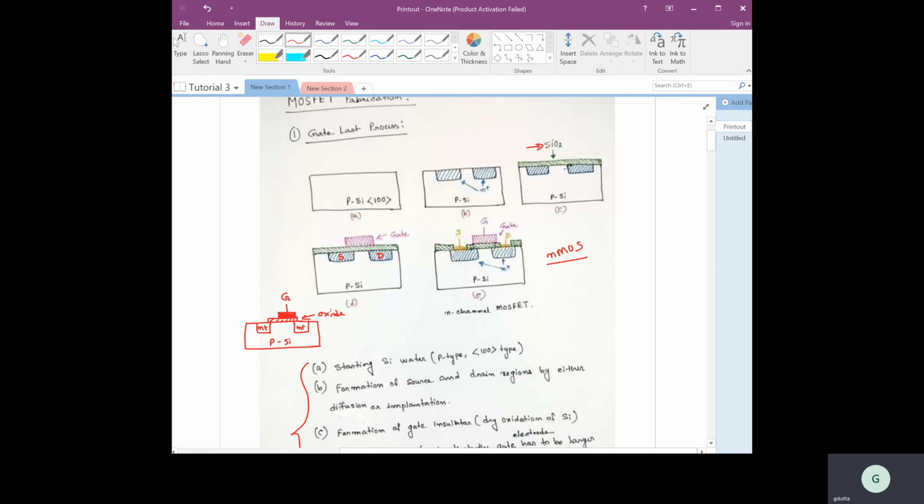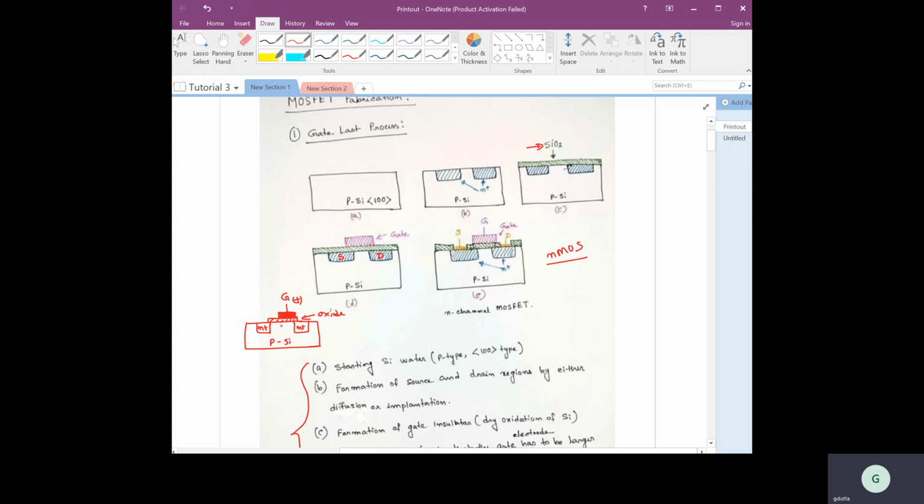If we make the gate like this, do you think that this MOSFET will work? No, right? Because here you can see this gate is covering only up to this region. So when you apply a positive voltage here, the inversion channel will only be created up to this region, right? This gate has almost no control over this region.